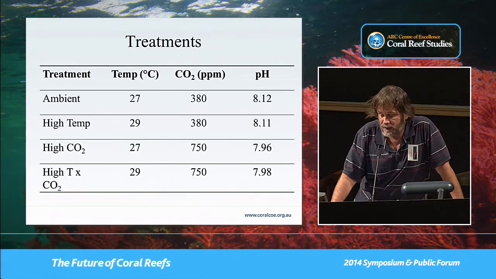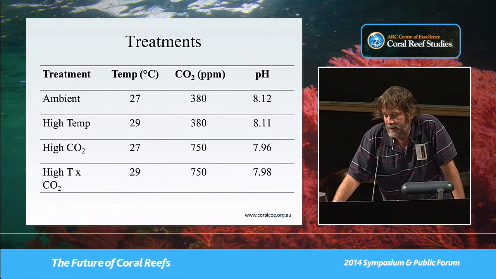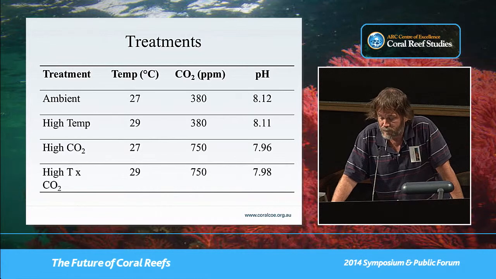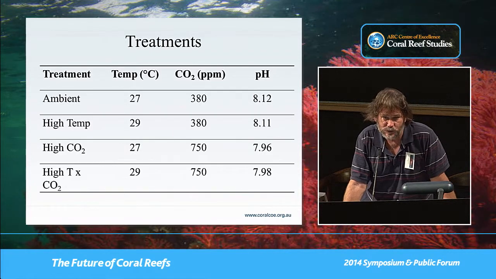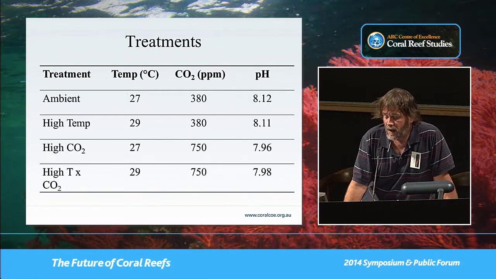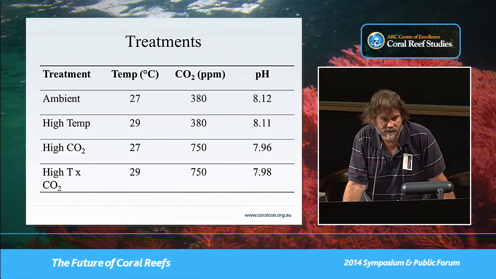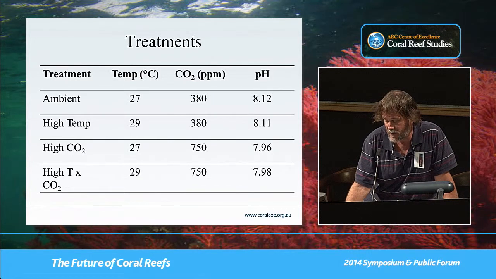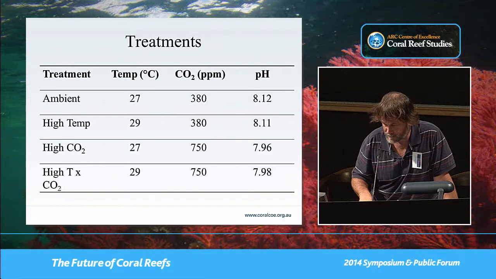We had an ambient treatment where we work at Magnetic Island. The temperature at the time of spawning is typically about 27 degrees, and we used an ambient concentration of carbon dioxide of 380 parts per million. We also had a high temperature treatment, which is +2 over our ambient, which is approximately where we'll be in about 50 years' time. We had a high CO2 treatment, 750 parts per million, again approximately where we'll be in about 50 years' time, depending on the scenarios. And then we had a treatment that combined high temperature and high carbon dioxide.